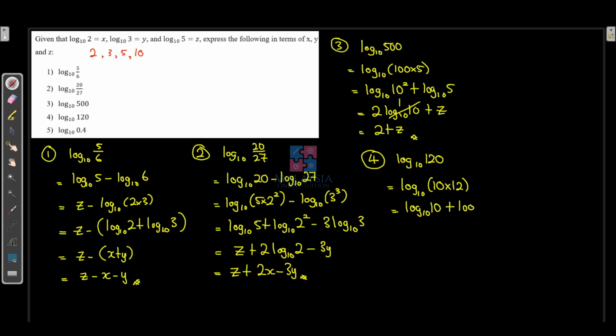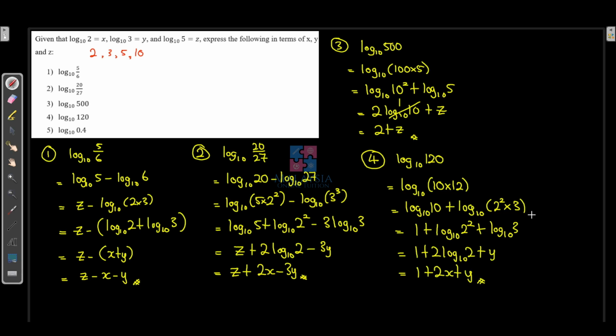Remember that log base 10 of 12, you can change into 4 times 3, or you can straight away write 2 squared times 3. So this is going to be 1 plus log base 10 of 2 squared plus log base 10 of 3. So 1 plus 2 log base 10 of 2, and log base 10 of 3 is going to be y. Finally, the answer is going to be 1 plus 2x plus y. Okay, done for part 4.